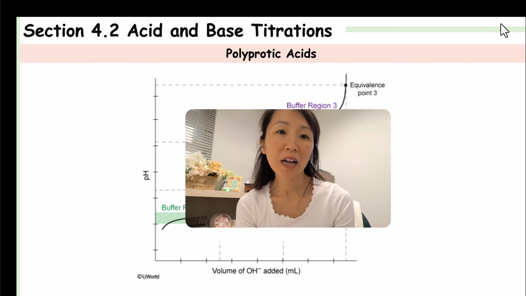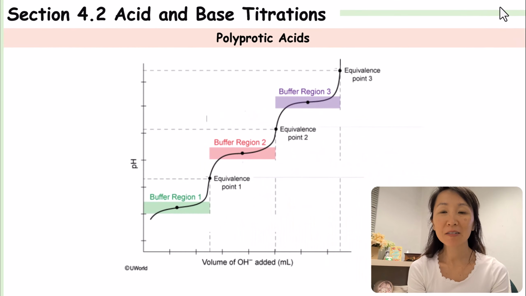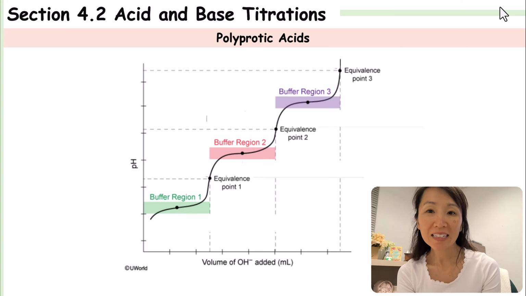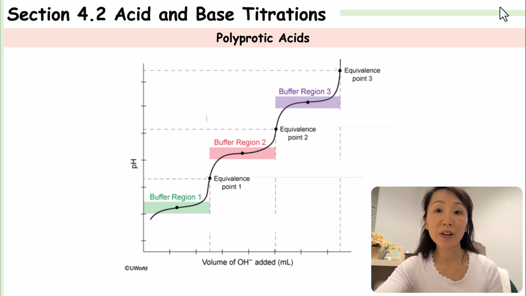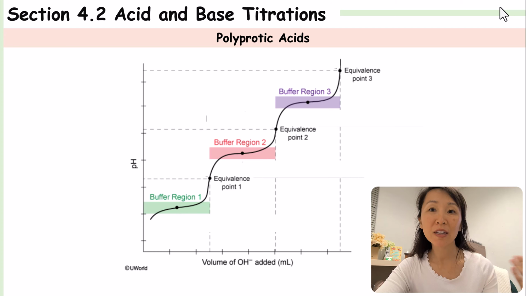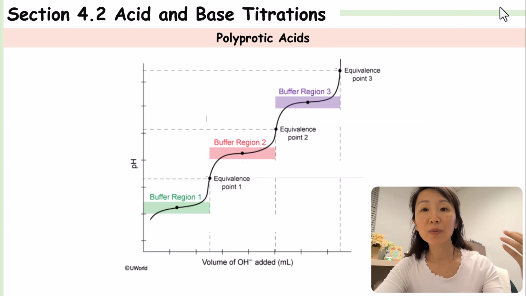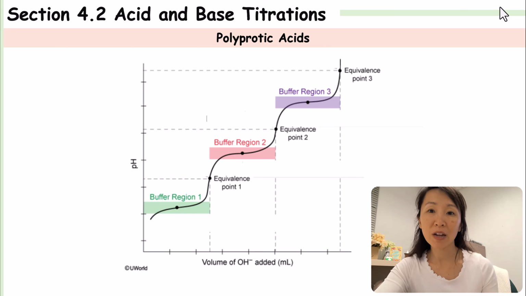In this video, we'll cover acid and base titration. We'll focus on polyprotic acids. Polyprotic acids are acids that have the ability to donate more than one hydrogen, so polyprotic. We're going to take phosphoric acid as an example to illustrate how a polyprotic acid reacts in a titration reaction.